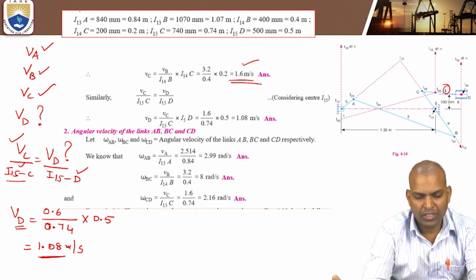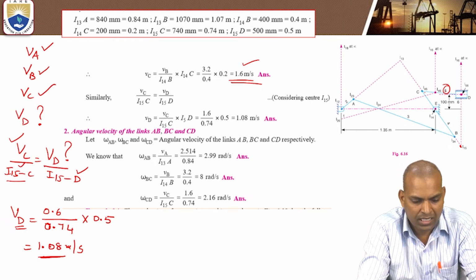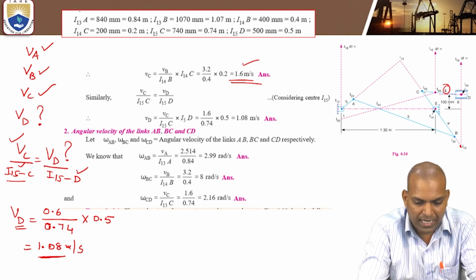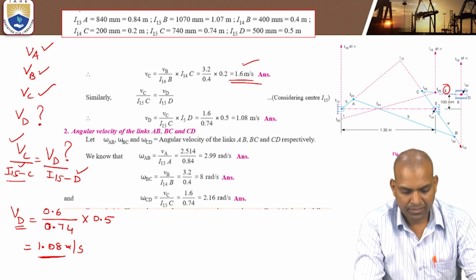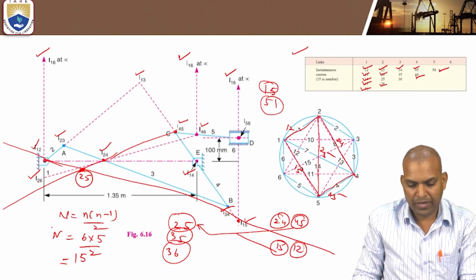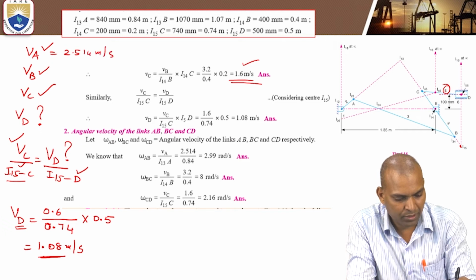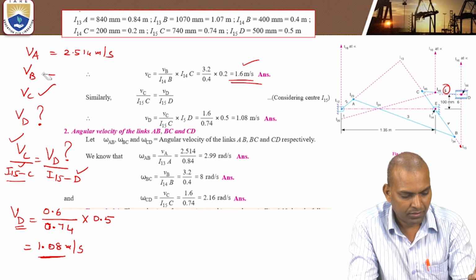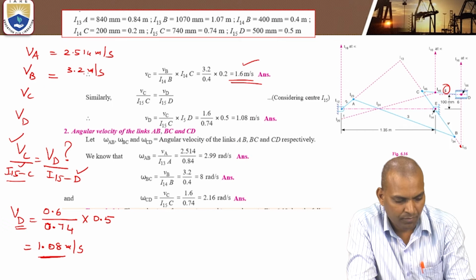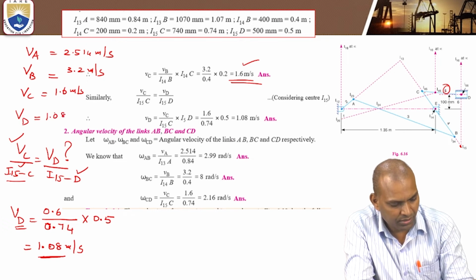Alright, we calculated the velocity of point A, point B, point C, and point D. These are all linear velocities. Now let me see the velocities VA, VB, VC, VD. VA was given: 2.514 meters per second. VB is 3.2 meters per second. VC is 1.6 meters per second. And VD is 1.08 meters per second.